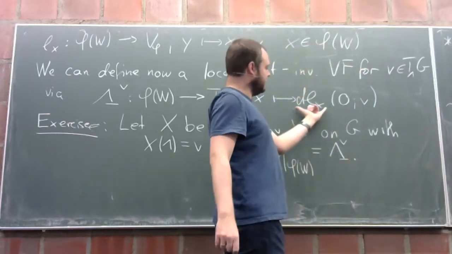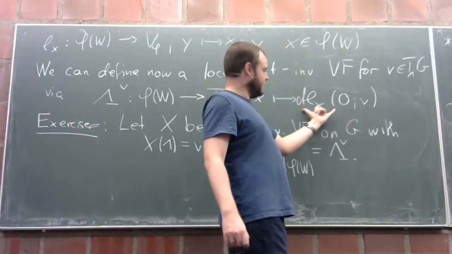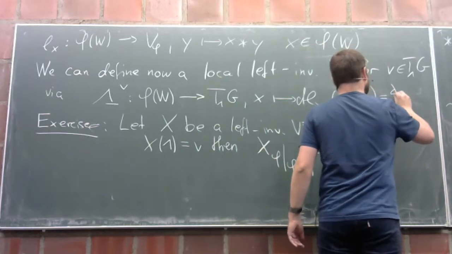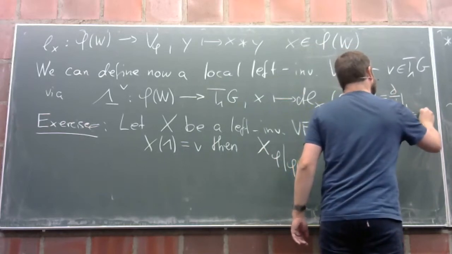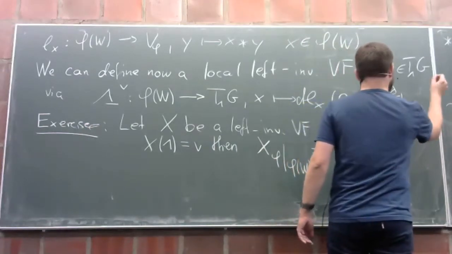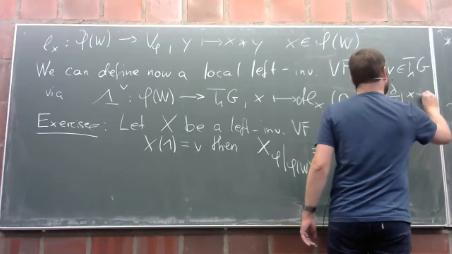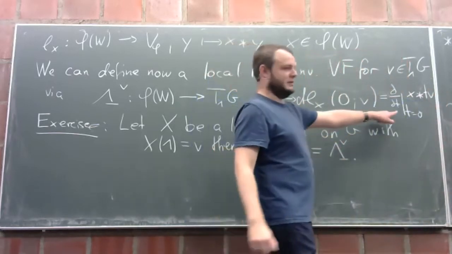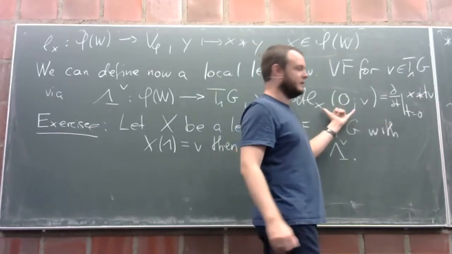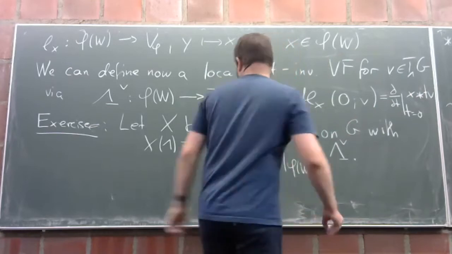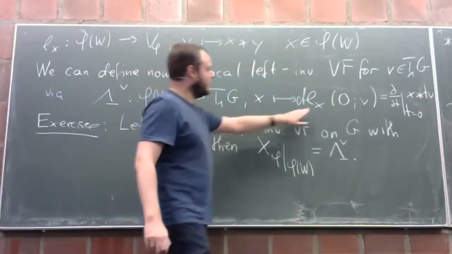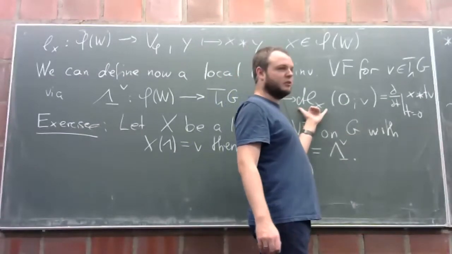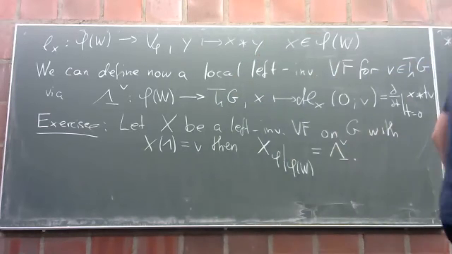Let me just explain a nice way to define this value. What I'm saying here is that this is actually d/dt at 0 of x star tV. Let's have a look at why this is the case. We know that our mapping L_x is differentiable, fair enough. And we can think of this as being the vector component, in manifold language. What is this guy?